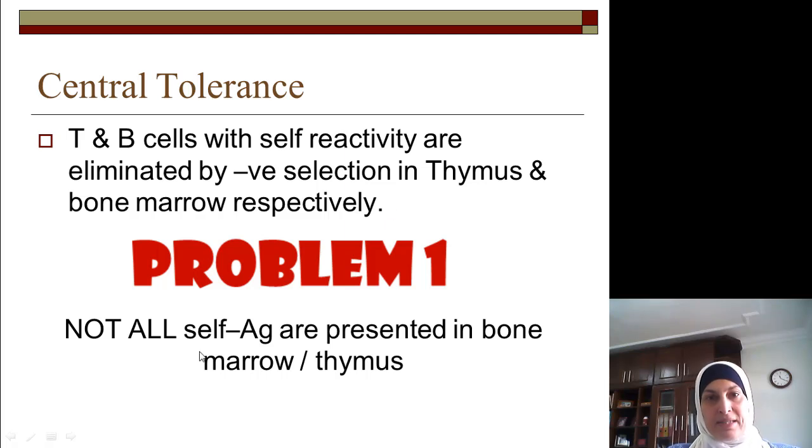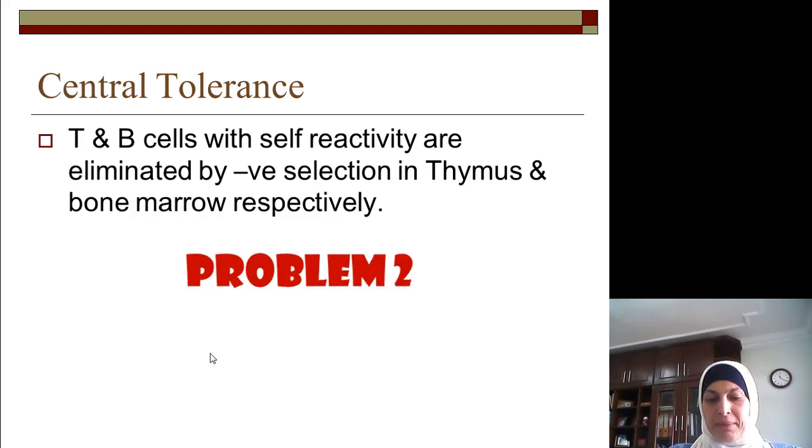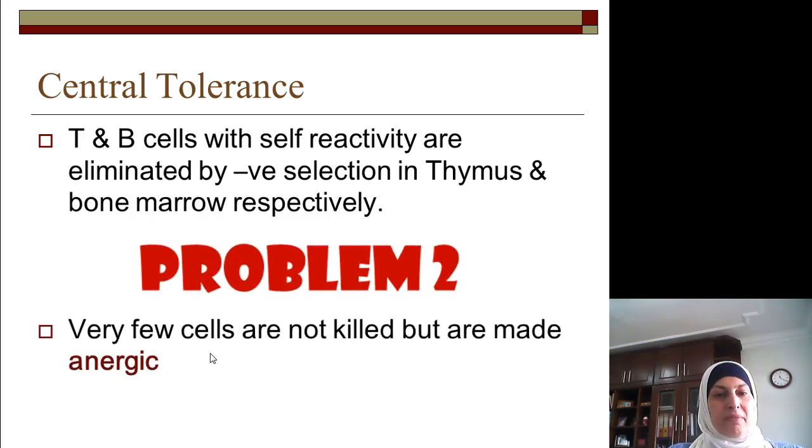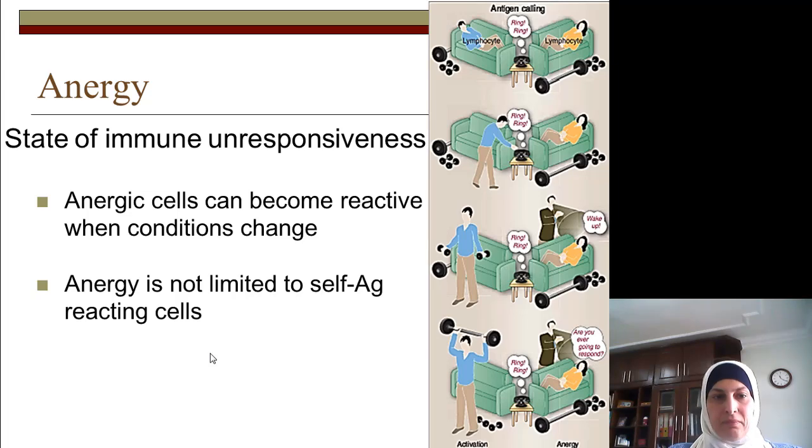So some of the T cells that can recognize self-antigen can escape and go into the circulation even after negative selection. This is one of the problems, or breakdowns, where central tolerance goes wrong. Another problem is that a few cells are not killed, but they are made anergic. So what do we mean by anergy? Anergy is a state of immune unresponsiveness.